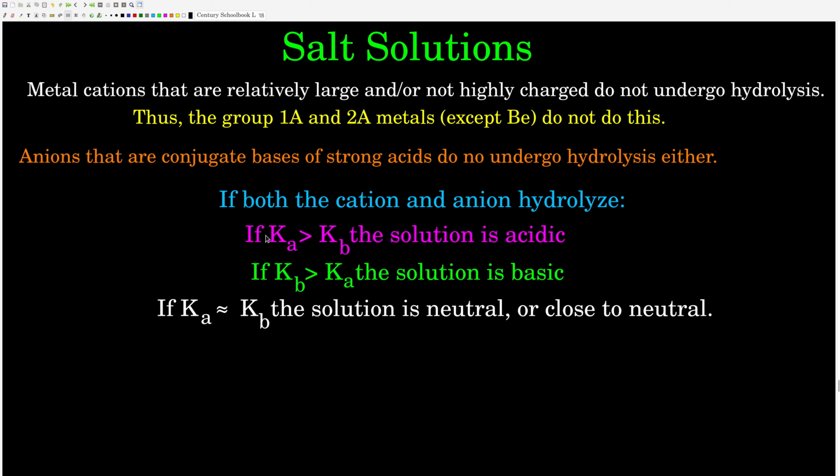If both the cation and the anion hydrolyze, so let's say we put some aluminum fluoride into water, what's going to happen? Is it going to be acidic, or is it going to be basic? Well, it depends. It depends which has the higher Ka. But anyway, if Ka is greater than Kb, the solution will end up being acidic, and that means that the metal ion overpowers the anion a little bit. But if Kb is greater than Ka, the opposite is true. The solution is going to be basic, right? And if Ka is about equal to Kb, then we have a pretty close to neutral solution.